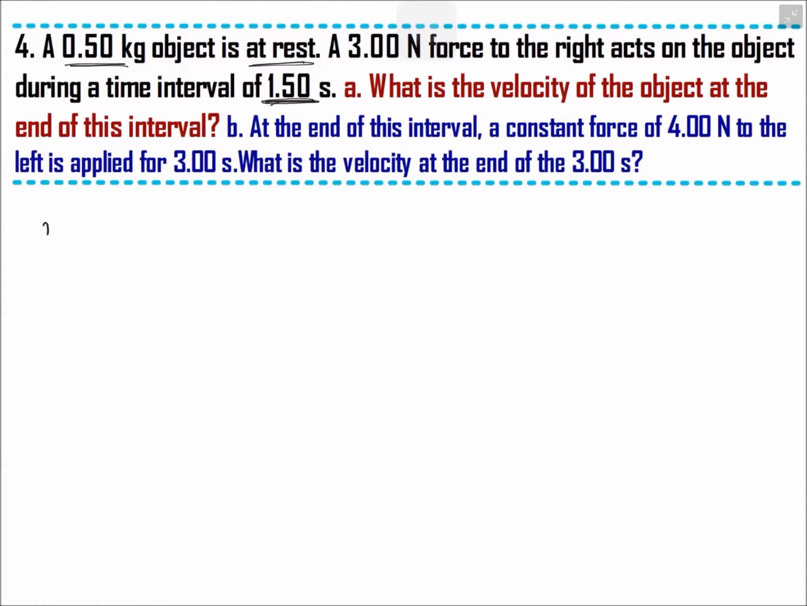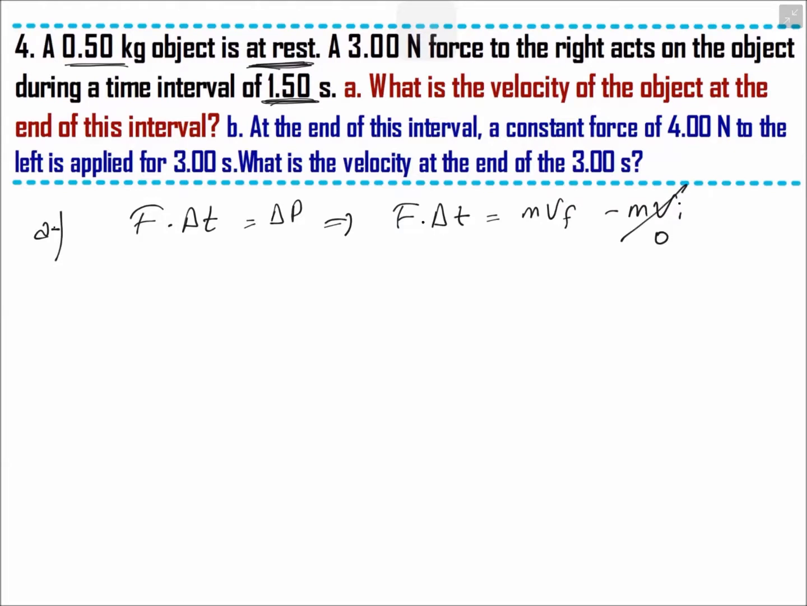So at part A, it's asking if we apply a 3 Newton force for 1.5 seconds, what is the velocity of the object after 1.5 seconds? So we are going to use the impulse-momentum theorem: F times delta t equals delta p. So F times delta t equals m times v final minus m times v initial. And here it says the object is at rest initially, so initial velocity is 0.